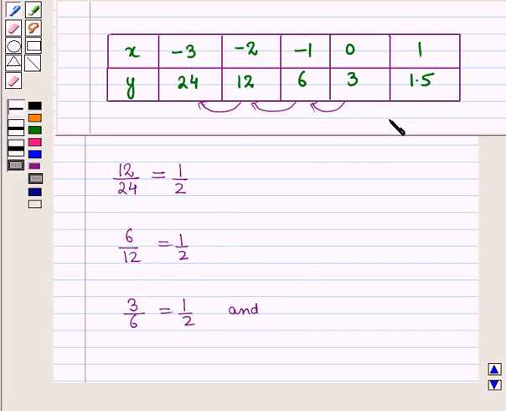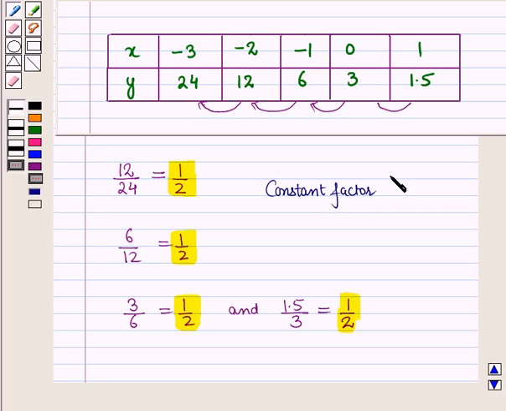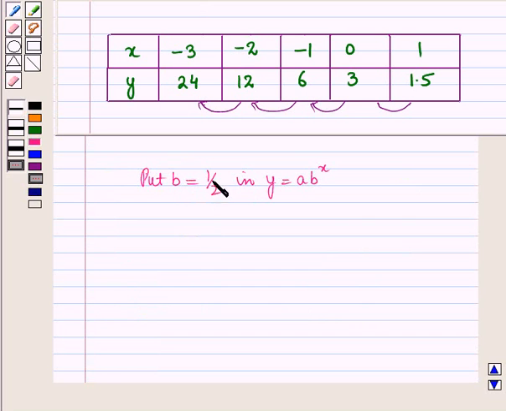And 1.5 upon 3 is also 1 upon 2. So here we have got the constant factor which is equal to 1 upon 2. So b is equal to 1 upon 2. So we put b is equal to 1 upon 2 in this equation, and we have y is equal to a into 1 upon 2 whole raised to power x.